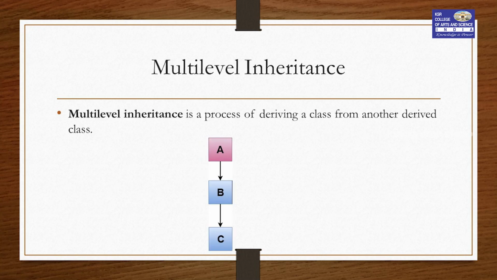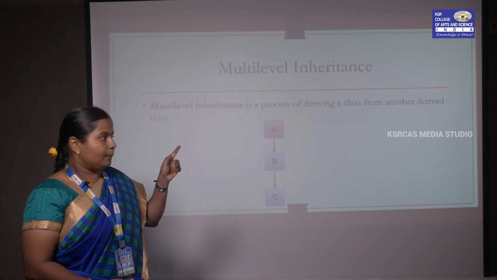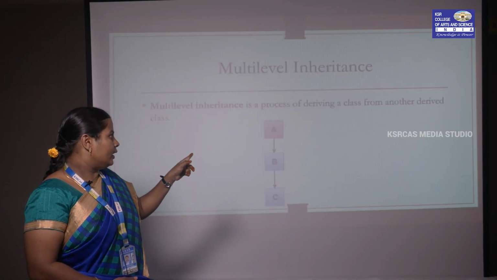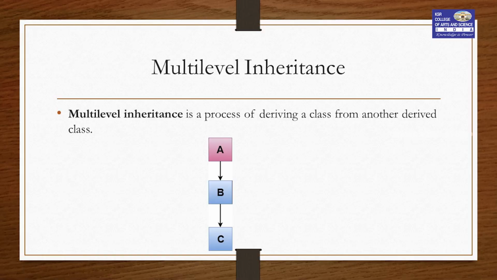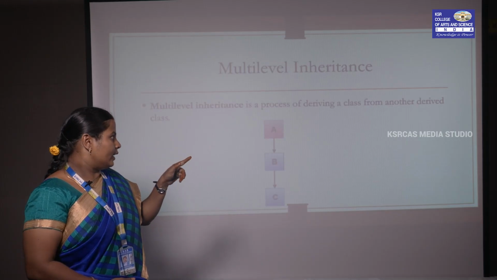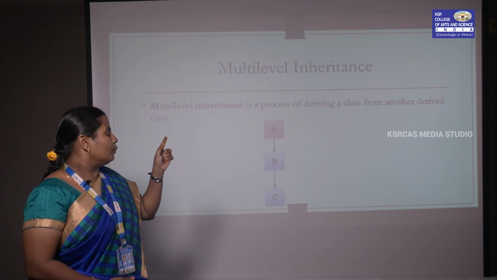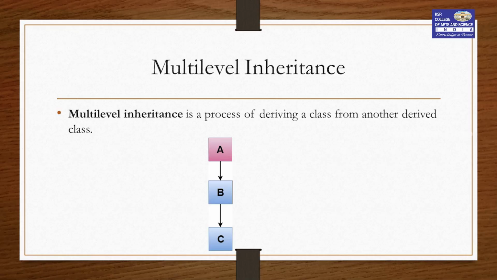The next, multi-level inheritance. In this type, A is a base class and the derived class is B. From the derived class another class is derived, that class is C. So this kind of inheritance is said to be a multi-level inheritance.